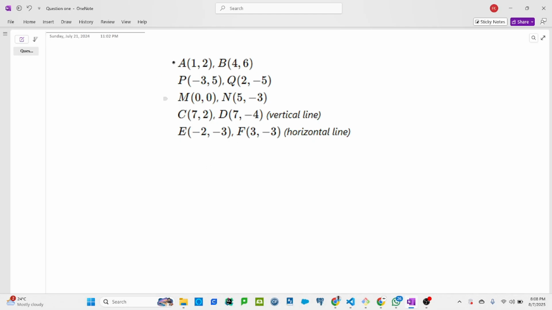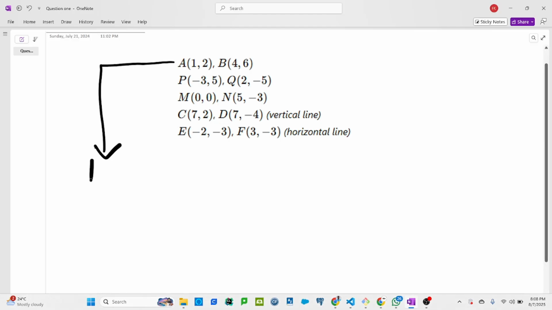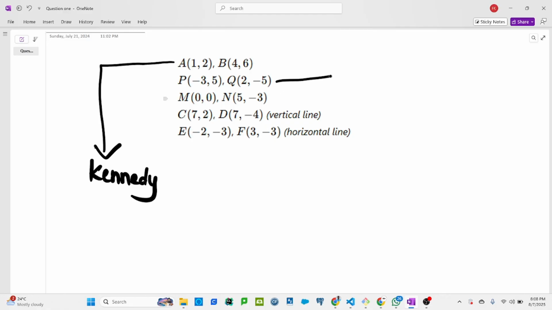Solve this one for me. Kennedy, you can solve this one. Nobo, are you there? Yes, I'm here. Do you know how to find the gradient of a line? Yes, I can try my hands on it. Try this one. Sir, I have got my gradient to be 4/3. Okay, Kennedy got 4/3. Okay, try the next one.